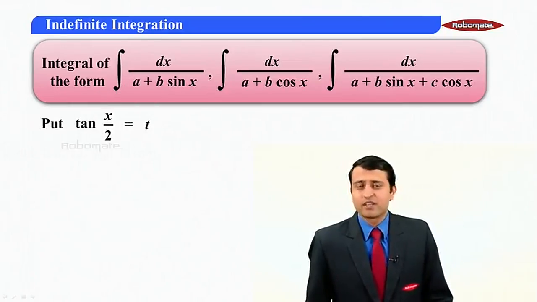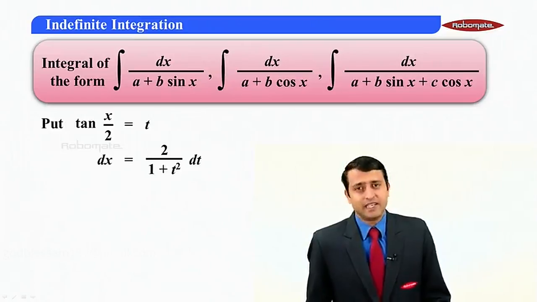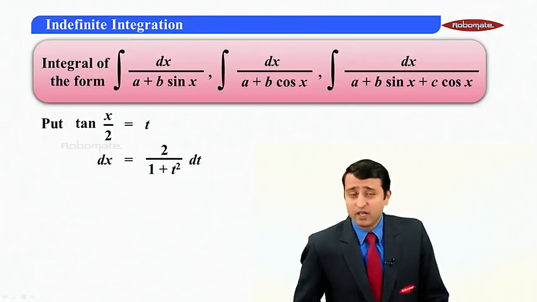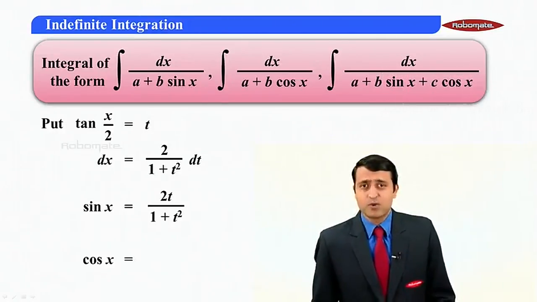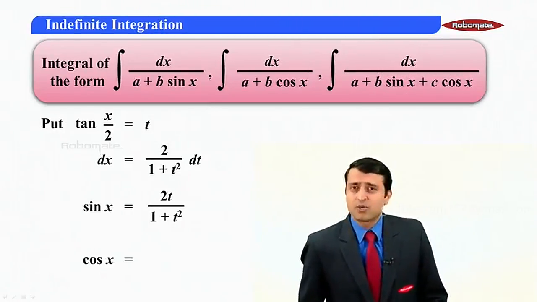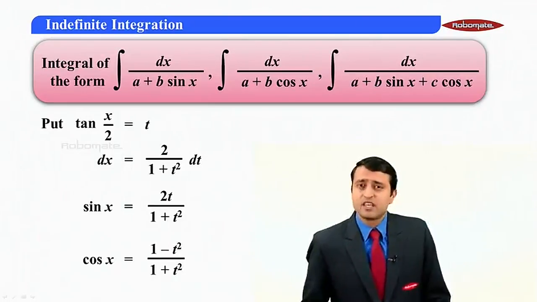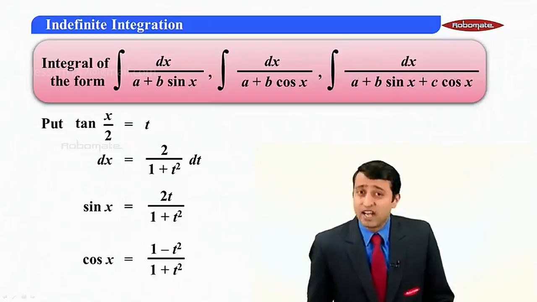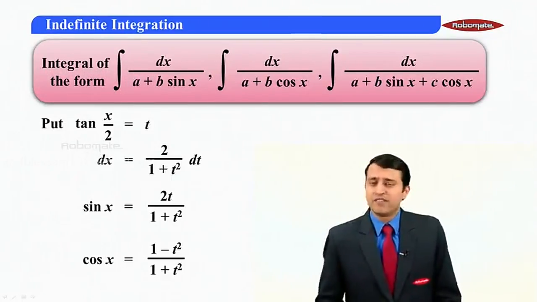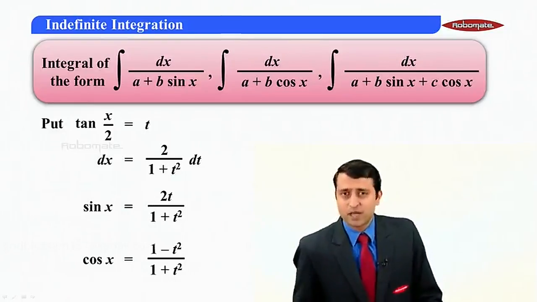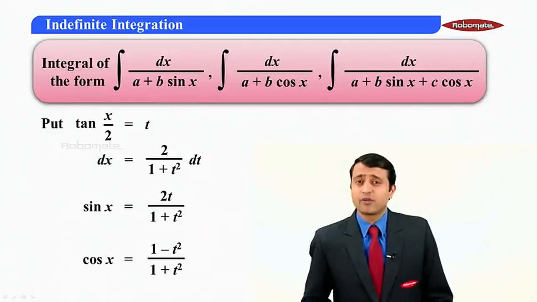On doing that we get the value of dx as 2 upon 1 plus t square dt, and sin x in terms of t comes out to be 2t upon 1 plus t square, and likewise cos x comes out to be 1 minus t square upon 1 plus t square. Even in the entrance this question, these steps are valid, but obviously we will not write so many steps. What are we going to do? We are going to skip half the number of steps, and how to remember that in the exam, that is what I am going to explain you.